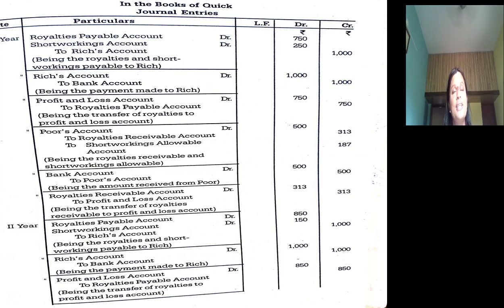Now the question arises, what to do with short working? Short working will be carried forward. When we prepare the short working account, we will carry forward the balance to the next year. That's why no entry will come. Try to understand, we are carrying forward the balance to the next year. So this is with regard to the second year.